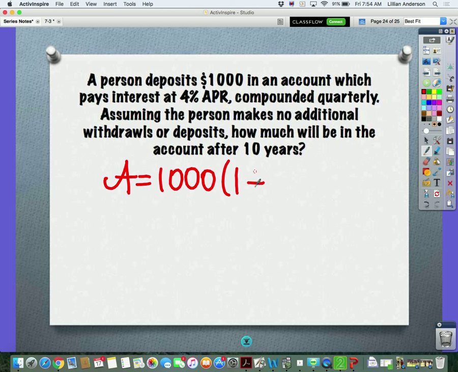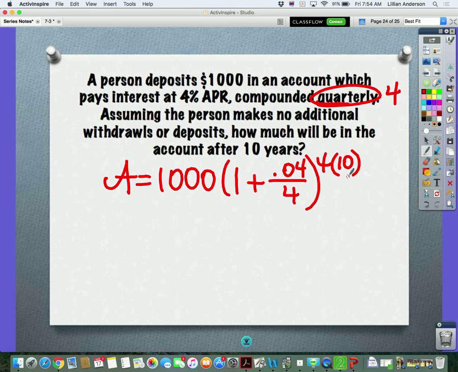And then it'll be 1 plus r, your rate, which needs to be written as a decimal. So 4% as a decimal is 0.04. n represents the number of times it's being compounded. Since it's being compounded quarterly, you have to think, how many quarters are in a year? Everything's based off of years, and so quarterly will be 4. So you're going to divide it by 4, and it's going to be 4 raised to the t, which represents your time in years, which will be 10.